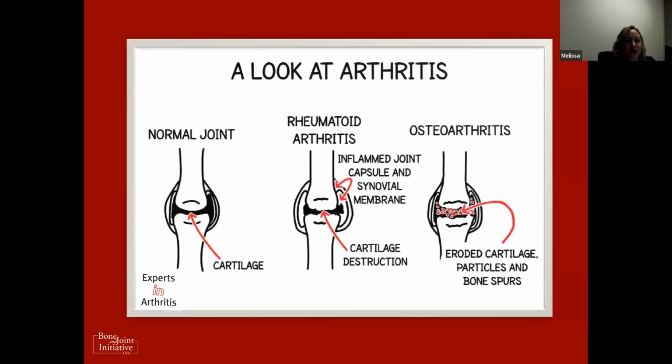This picture here shows what a normal joint would look like and the cartilage there that supports that joint. Cartilage is a film of tissue. It's softer and more flexible than bone, and it has the pads that protect the long bones at the joints. And then the synovium is a membrane, and it's like a shock absorber. So it shows here how the cartilage is destroyed with rheumatoid arthritis. And then it also shows the eroded cartilage, which can also cause bone spurs and osteoarthritis.